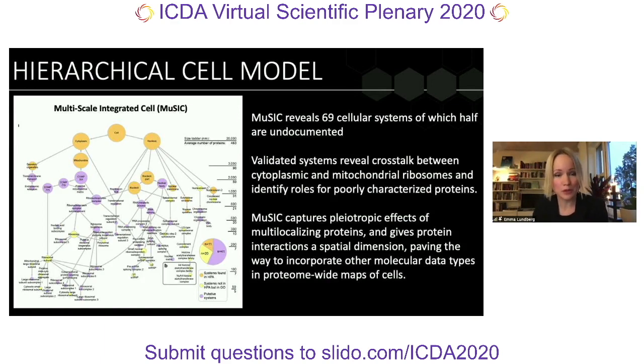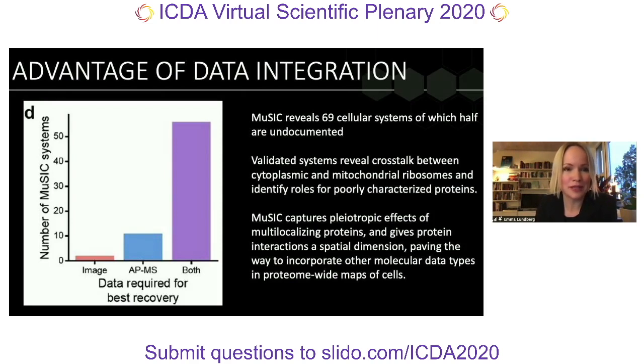So this model, that we call MUSIC, reveals 69 cellular systems, of which half are undocumented. That would be all the purple ones here. And we can validate some of them and reveal new roles for uncharacterized proteins and crosstalk between cytoplasmic and mitochondrial ribosomes, for example. So we believe that the advantage of this type of model is that we capture the pleiotropic effects of multi-localizing proteins and give protein interactions a spatial dimension. And we believe that this is one way of integrating data across scales to really leverage all the public data that is out there.